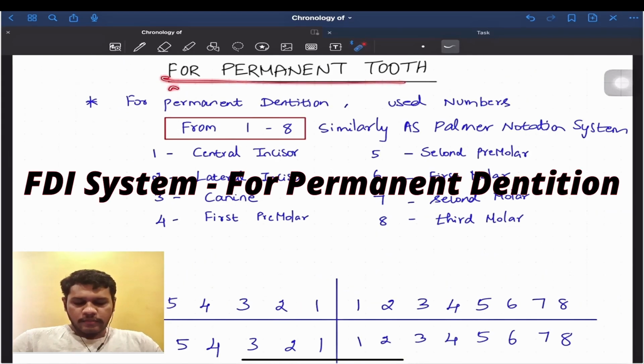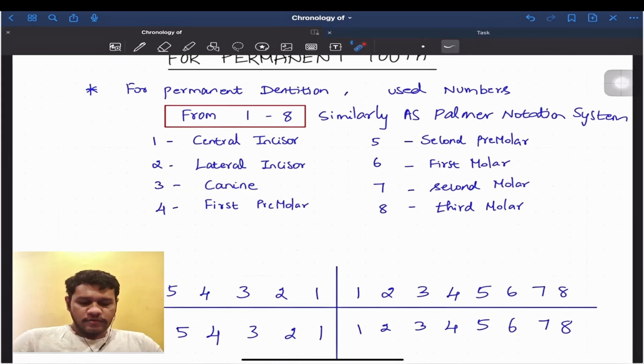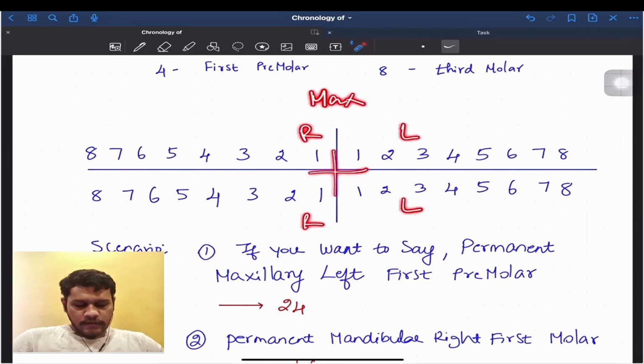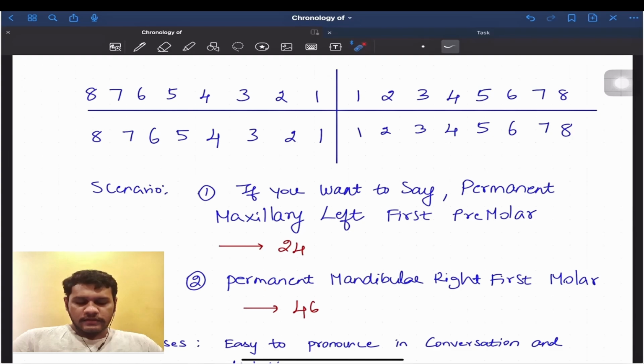Now for a permanent dentition, use the same numbers 1, 2, 3, 4, similarly as in the Palmer notation system. 1 for central, 2 for lateral, 3 for canine, 4 for premolar, like that. This is the actual representation of this tooth numbering system. This is the quadrant: right, left, maxillary, mandible. You can always read with the examples. It will be so easy.